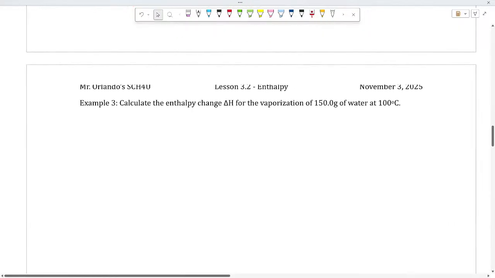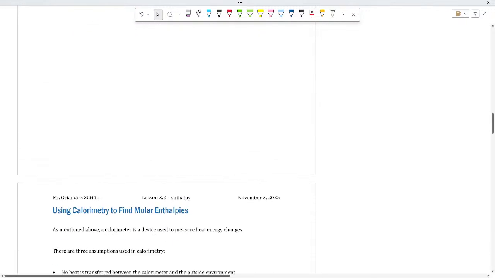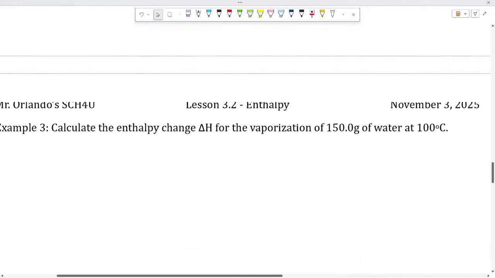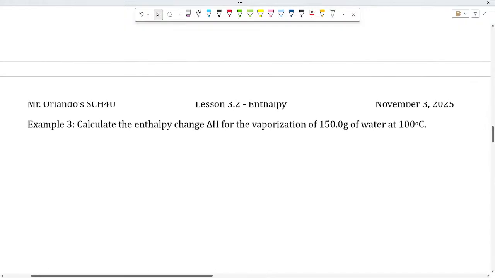So I want you guys to try this one. Calculate the enthalpy change of vaporizing 150 grams of water at 100 degrees Celsius.